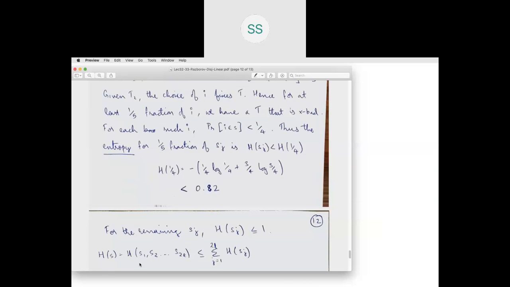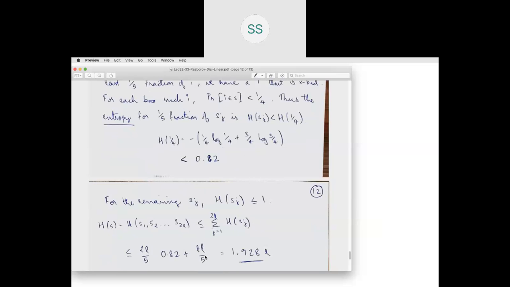And h of S, for the entire vector S1, S2, etc. If these were independent, h of S would be equal to the sum. But since they are dependent, the sum turns out to be an upper bound. The entropy is at most the sum of these.